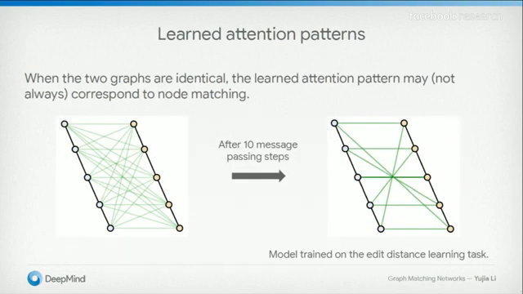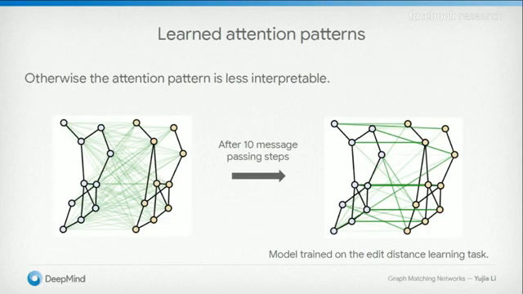So this is a model learned on the graph edit distance task. And after learning, we apply it to this particular example where it is a pair of graphs that are identical. And you can see that the attention pattern converged to almost a node-to-node mapping. And in this particular case, because of some in-graph symmetry, each node actually identifies 2 equally good matches.